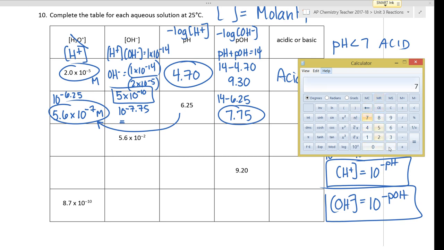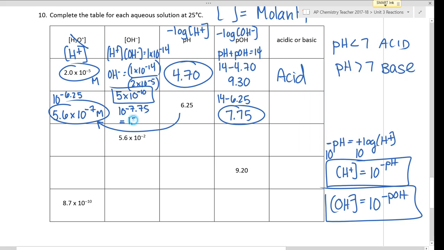In this calculator, I type in the number first, so 7.75, and make it a negative, and then I hit this 10 to the X button, and that is going to give me 1.78 times 10 to the negative 8. So don't forget to look at the ending here. So this was 1.78 times 10 to the negative 8th molarity.